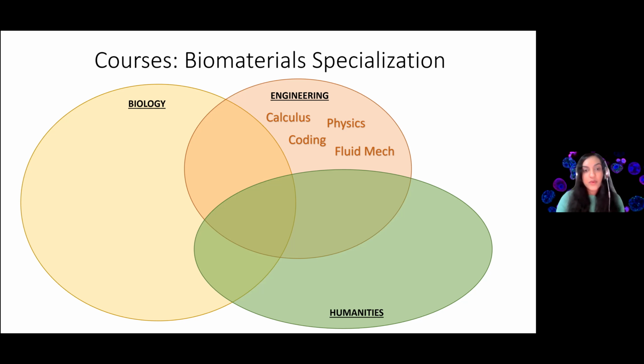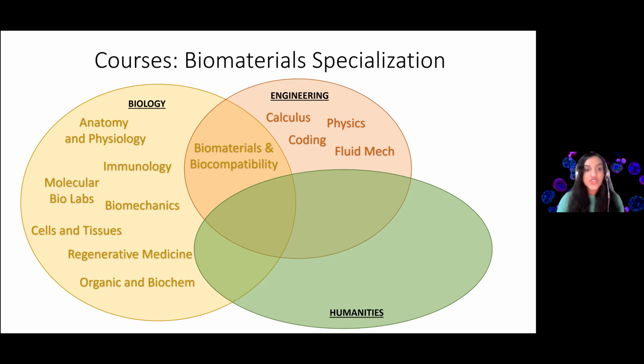And because of that, I was able to have a lot of courses in biology, which included things like anatomy, immunology. We had a lot of molecular biology labs where we learned those laboratory techniques in-house and were able to get exposed to the lab environment and how to navigate that. I also took courses in biomechanics and cells and tissues, regenerative medicine, and organic and biochemistry. But the cool thing is, we also had a breadth requirement, which meant I had to bring in some humanities subjects. And I think this is really where I was able to bring in the thought process that allows you to become an engineer in biomedical engineering.